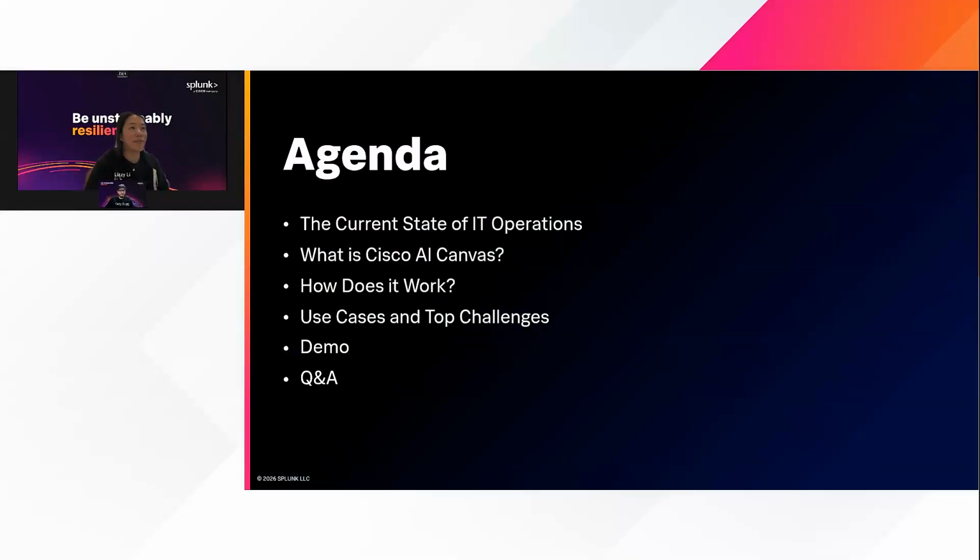All right. So for today's agenda, we're going to cover a handful of core topics. We're going to kick things off by looking at the current state of IT operations and some of the challenges around that. Then we'll dive into what is Cisco AI Canvas, how it works, and then talk about some of the use cases and top challenges that you can tackle. And then Lizzie will share a demo for AI Canvas so you can see all this in action. And then finally, we'll wrap things up with a Q&A session at the very end.